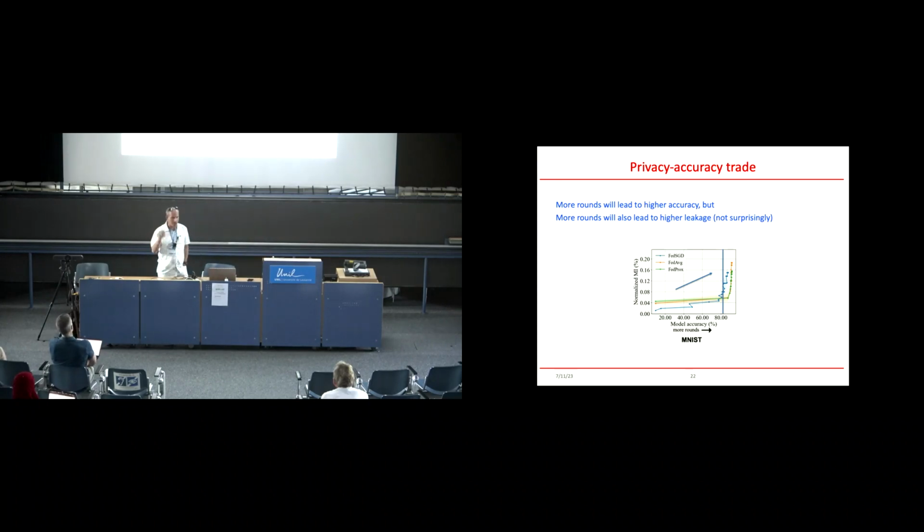An interesting point is there is always a privacy-accuracy trade-off. By the way, this is the case here, too. The more rounds, the more accurate you're going to get, but you're going to leak more information. And that's indeed the case here, where I'm plotting leakage on the y-axis and model accuracy on the x-axis as the rounds keep increasing. Now, looking at this, a reasonable person is going to say, okay, I'm going to stop training the model when I have enough accuracy, and I'm going to start losing a lot of privacy for no good reason.